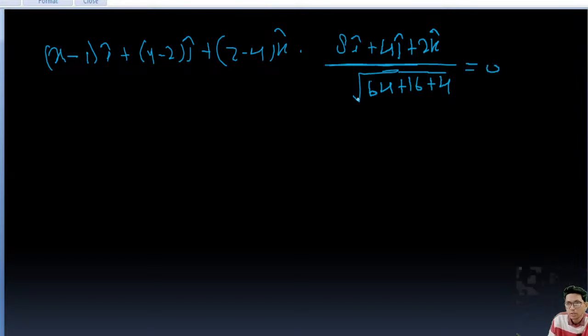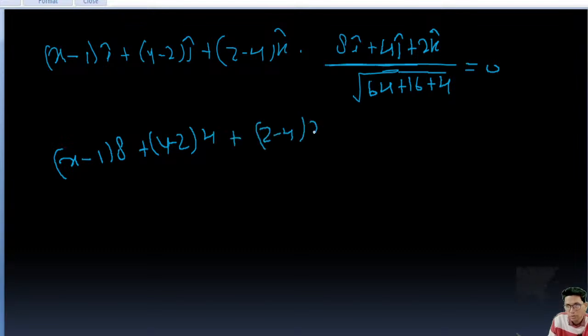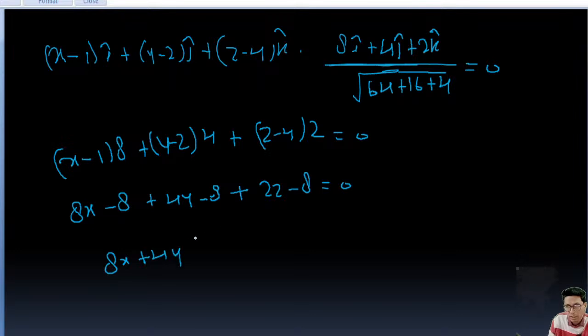We'll solve it. So this will go to the right hand side and become 0. So it is going to be (x minus 1) into 8 plus (y minus 2) into 4 plus (z minus 4) into 2 equal to 0. So it is going to be 8x minus 8 plus 4y minus 8 plus 2z minus 8 equal to 0. So it is going to be 8x plus 4y plus 2z equal to 24.